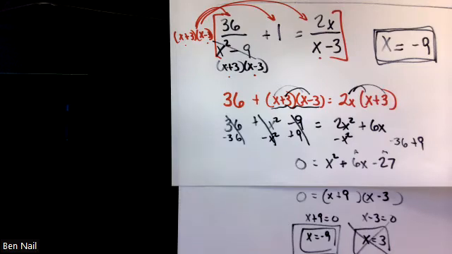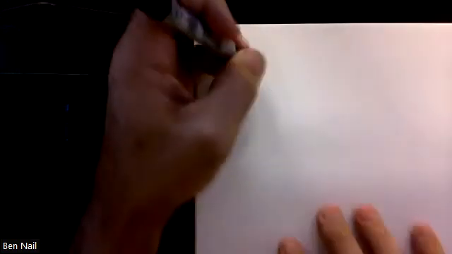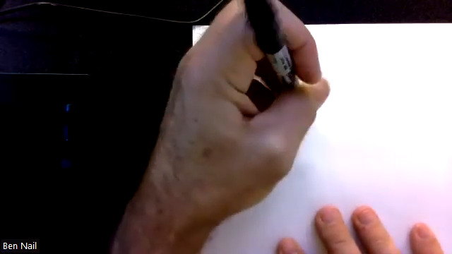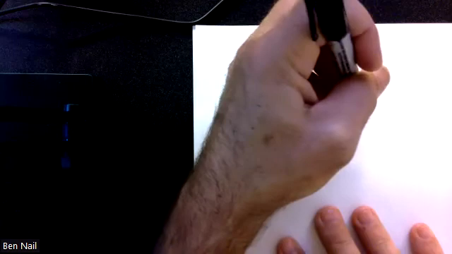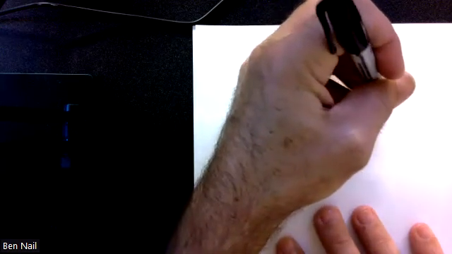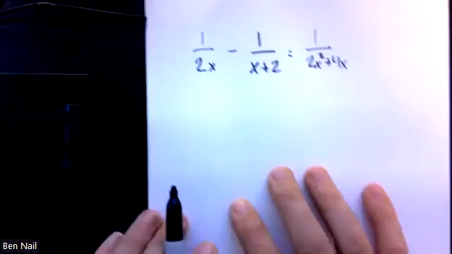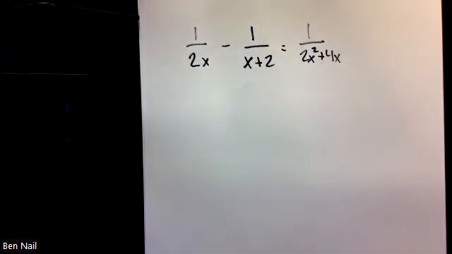Okay, just so you can see it, I will do one more example. It plays out similar to that problem, but we'll do one final example. 1 over 2x minus 1 over x plus 2 equals 1 over 2x squared plus 4x.